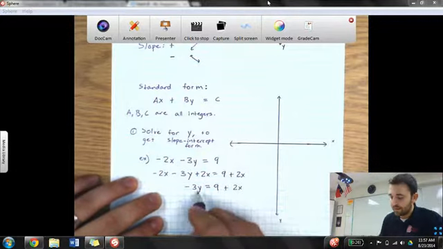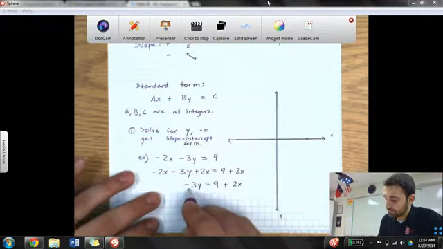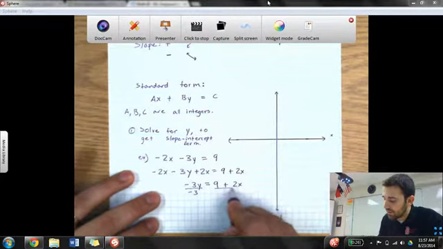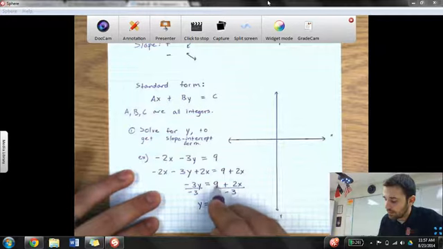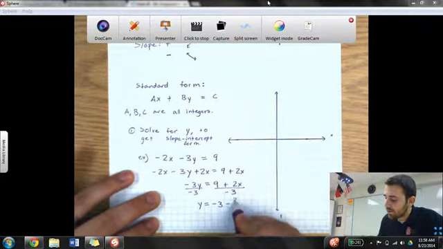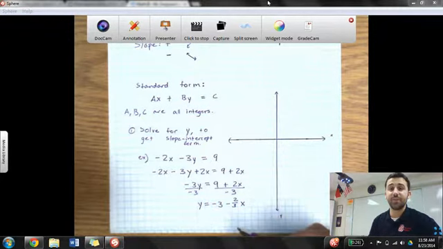In order to get y by itself, I need to use the division property of equality, and I'm going to divide both sides by negative 3, which leaves me with y equals 9 divided by negative 3 is a negative 3, and then a negative 2/3 x. It is perfectly fine to leave the variable or the coefficients in terms of fractions.